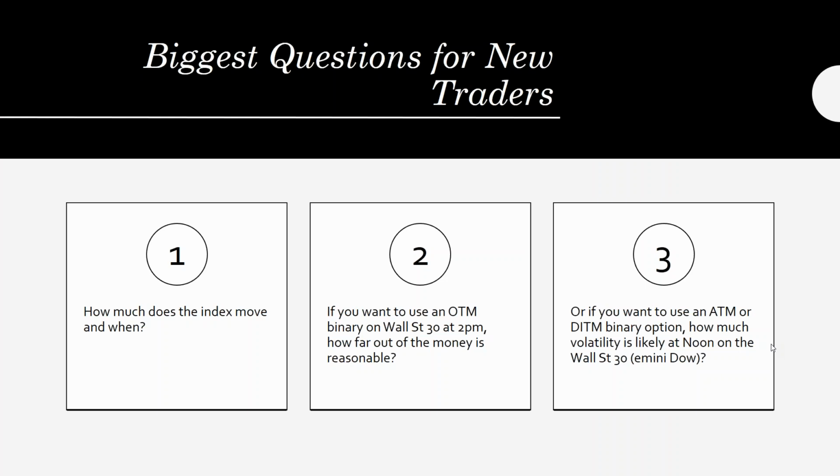Now, the biggest questions that most new traders have is, number one, how much does the binary move, okay? In other words, how much does the underlying move? Then, if you choose to use an out-of-the-money binary, for example, on the Wall Street 30 at 2 in the afternoon, how far out of the money can you go? Or if you decide to use an at the money or a deep in the money, how much volatility is there going to be at noon on the E-mini Dow if you're trading the Wall Street 30?